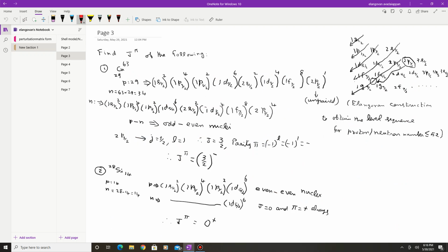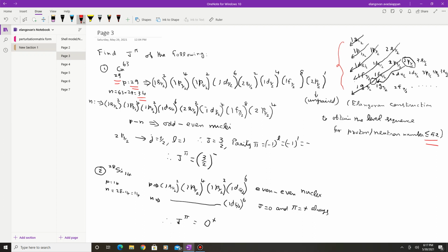Now let us take a few problems. So copper 63, 29. Let us take this problem. For copper, the proton number Z is 29. The neutron number is 34. Now you see, if the proton number or neutron number is less than 52, you can use this construction diagram, only up to these values.